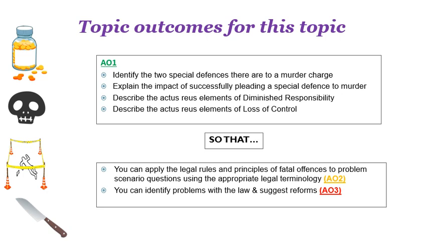Hi guys! So today you are going to be starting to learn about the second special defence that is available against a murder charge, which is loss of control. So we have the topic outcomes for this topic on the screen, which are as follows. Now, you've already had a look at one of the special defences to murder, which is diminished responsibility, and finished that content. So now we're going to move on to the second one.